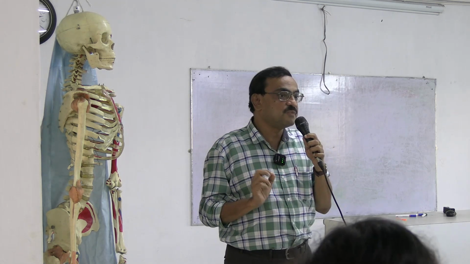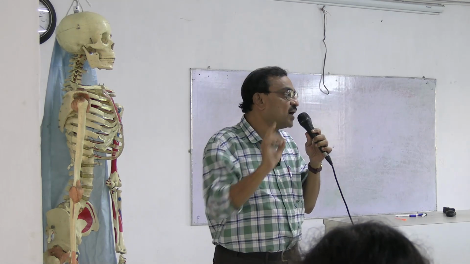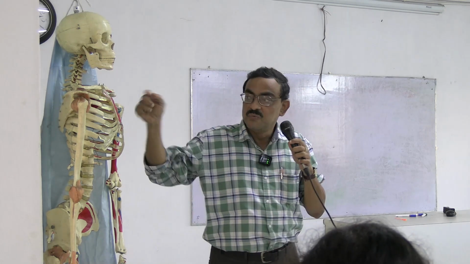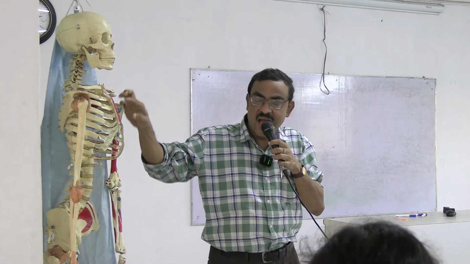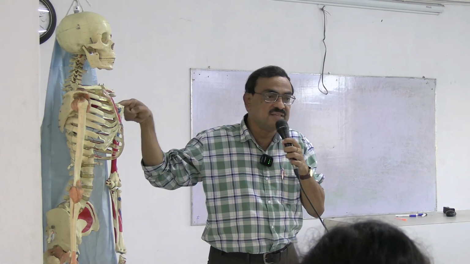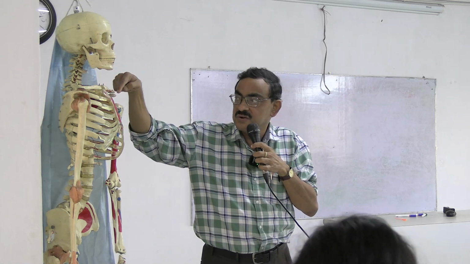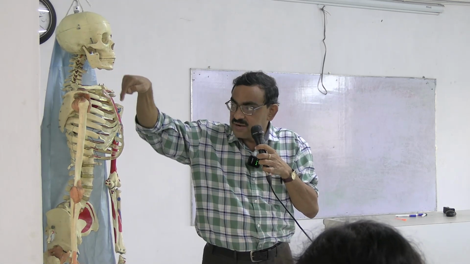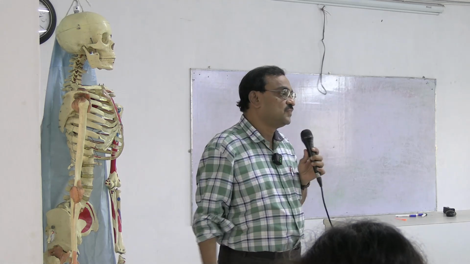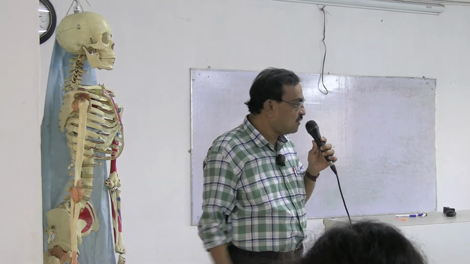It is a branch from the axillary artery. Just remember, thoracoacromial artery, which pierces this fascia and comes out, and it has got 4 branches. One is clavicular branch, one is acromial branch, one is pectoral branch, and one is deltoid branch. So we will find that artery.